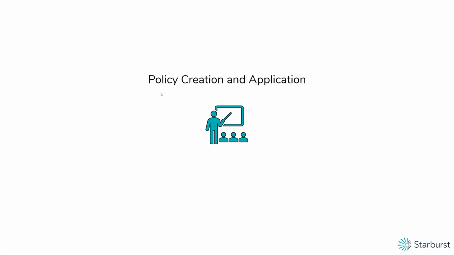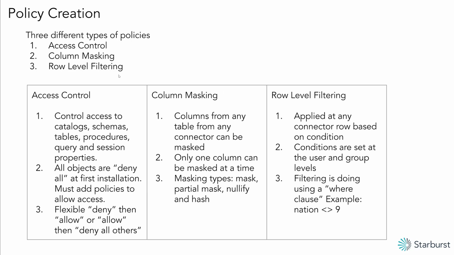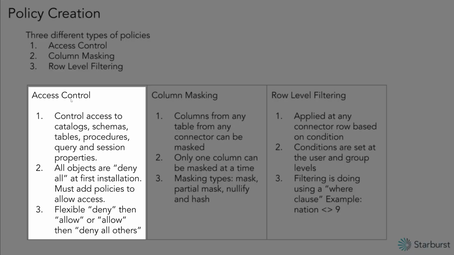We'll go over policy creation and application a little bit here. There are three different kinds of policies that you can create. First is access control, which is obviously the most important. Like I said before, by default everything is denied. We'll go through this later on in the session when we go over an example company. We control access for catalog, schemas, procedures, all those different objects. Objects are on deny first, and then you have flexible deny and then allow, and we'll go over some of these different scenarios that you can do here.